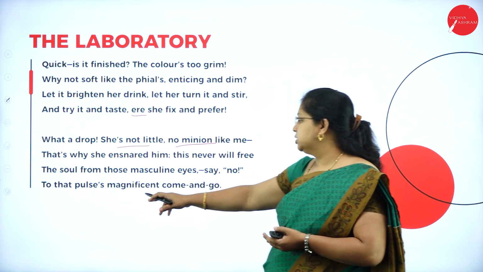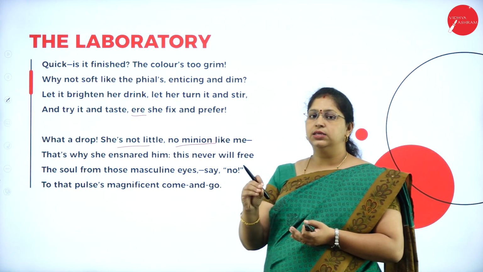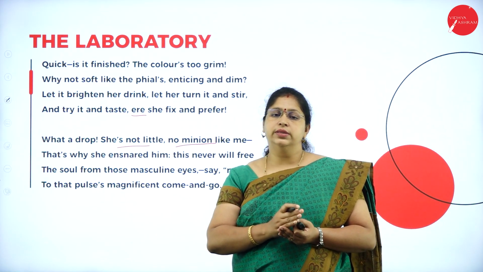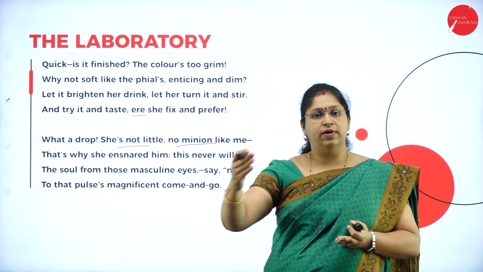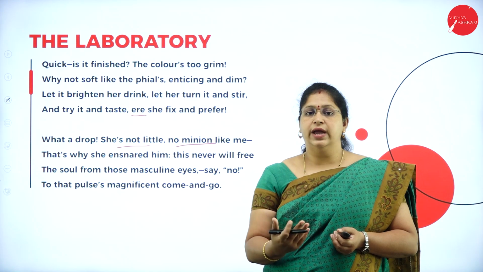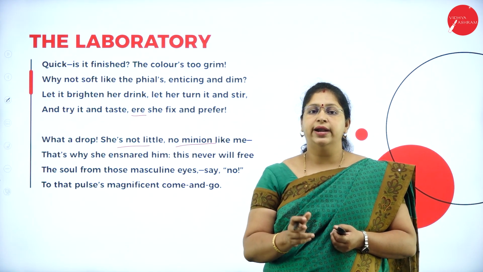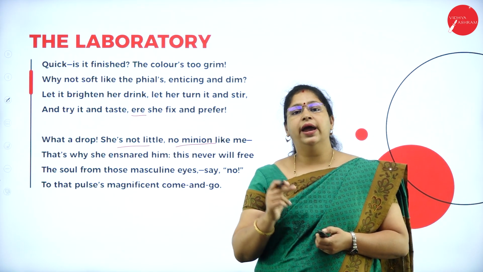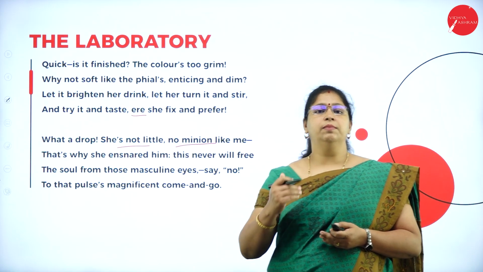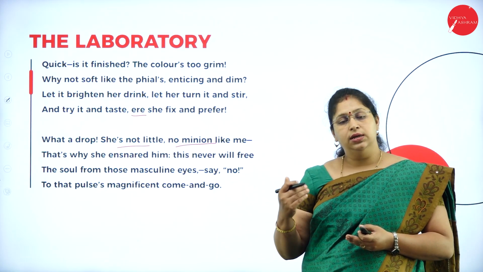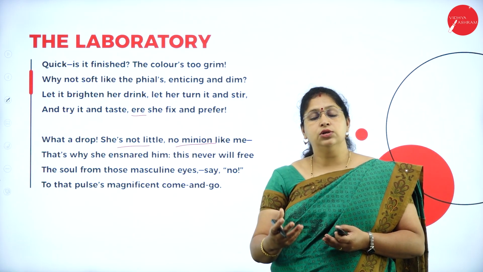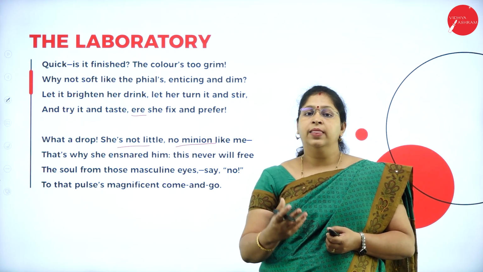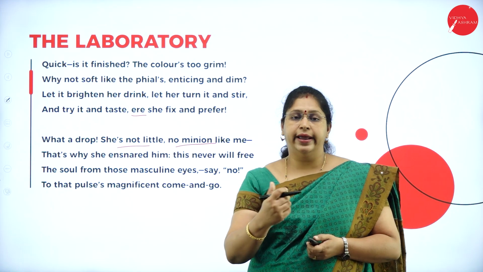To that pulse's magnificent come and go. The pulses, they come and go, right? So that should be stopped. Her pulse should be stopped. Her soul should leave her body and go. So for that, what she has to do? She has to add the poison to her drink and give her. Instead of giving by her hand, she wants the woman to take it. So she wants the poison to be attractive, brighter color and should look attractive to her.